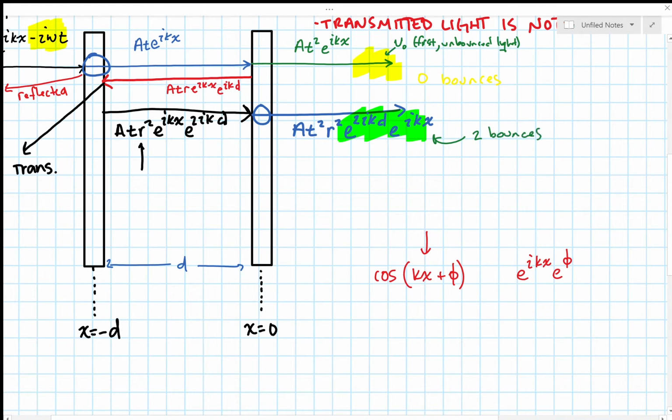The next light to go through is going to be four bounced. So it's still going to be transmitted twice because it went through here the first time and then here the last time. Every bit of light out here that hits our detector is only going to be transmitted twice. But now it's going to have been reflected four times. So it's going to pick up this r to the 4th dimming coefficient, and it's going to pick up a phase shift of e to the 4ikd, e to the ikx.